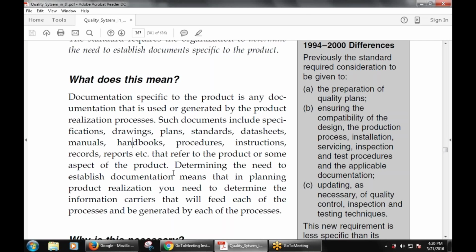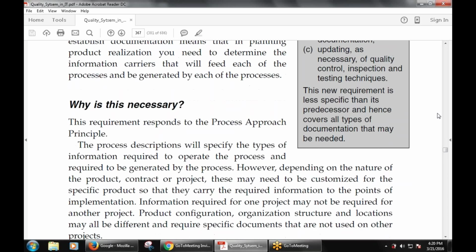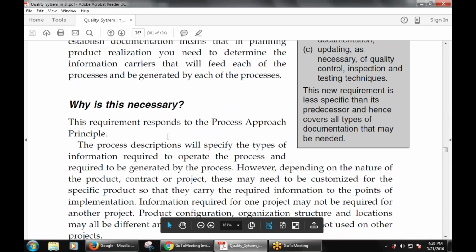Determining the need to establish documentation means that in planning product realization, you need to determine the information carriers, which are used for each of the processes. That is why it is necessary for the process approach principle. There is a need for documentation for the process approach principle. So why is it necessary?